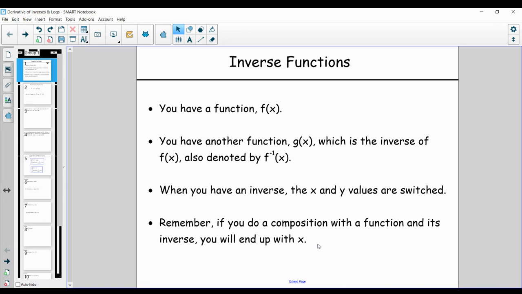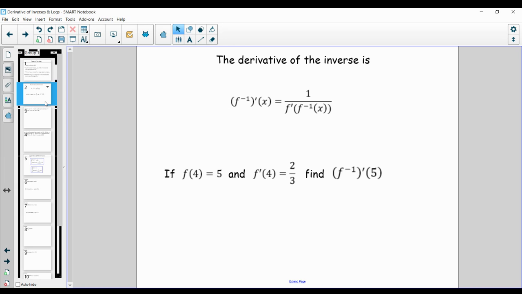When you have inverses, the x and the y values are switched, and we want to remember that if you do a composition with a function and its inverse, you will end up getting x. The derivative of the inverse is listed here.